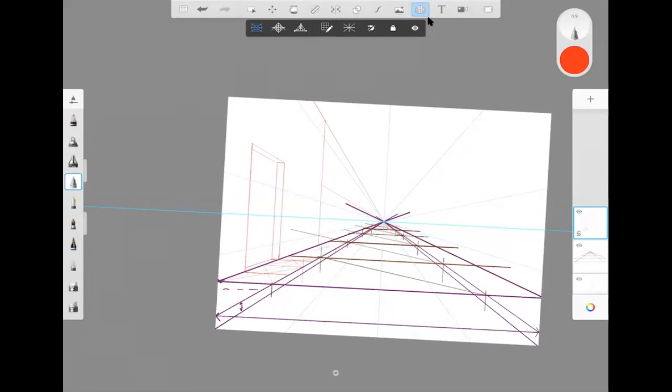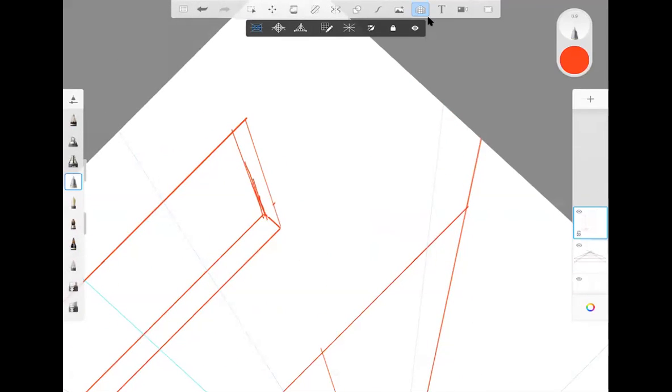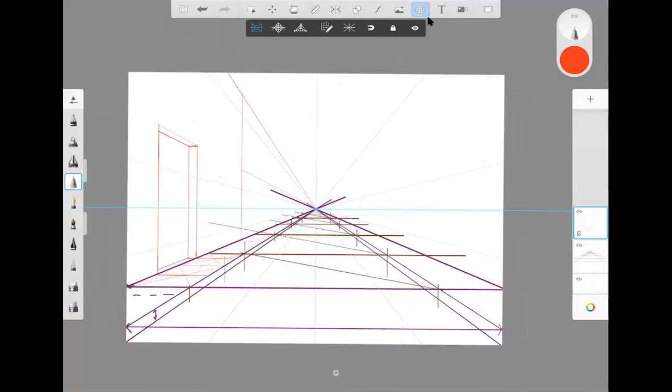But it just might take some practice, which is 100% what we're here to do, right? We're here to fail. We're here to learn. I'm going to erase that because I made a mess of it. Struggling. There we go. So there's our doorway.